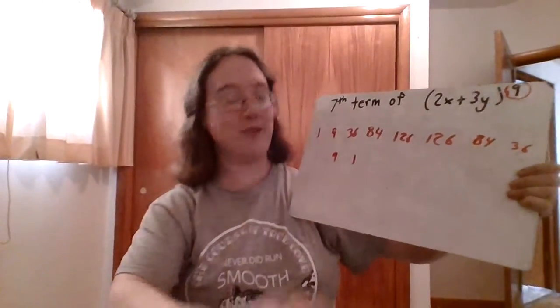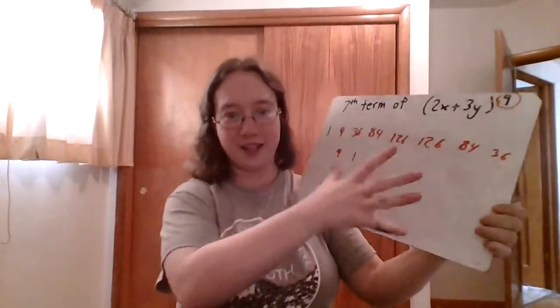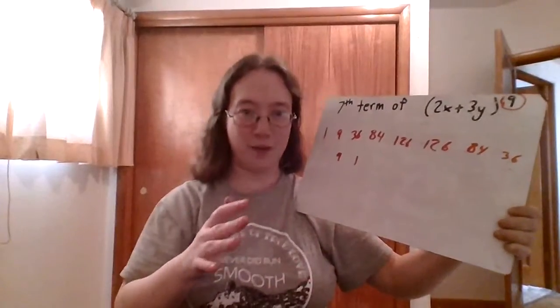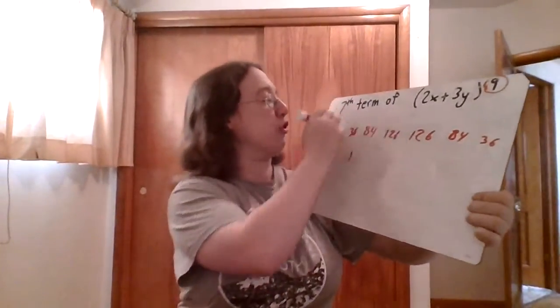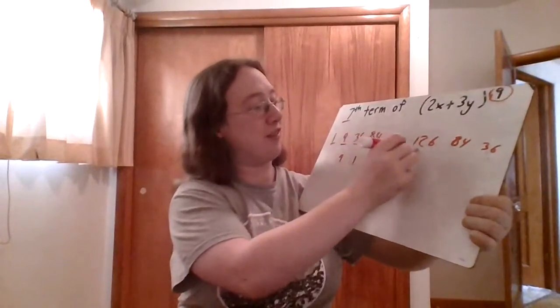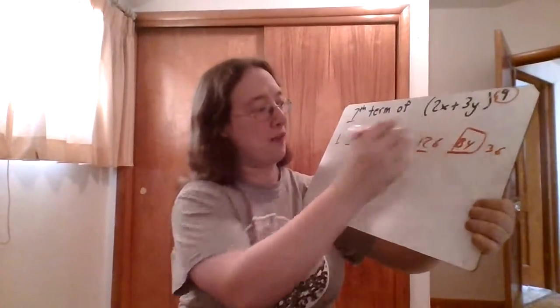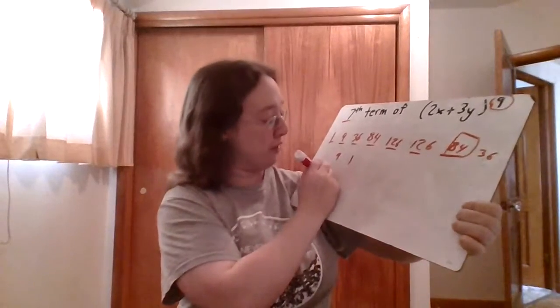And this is why we're not going through and writing out the whole thing, because even those numbers are going off my little whiteboard. So what we're really interested in is the 7th term there. So 1, 2, 3, 4, 5, 6, 7. We want that 84. So it's going to have an 84 in front of it.